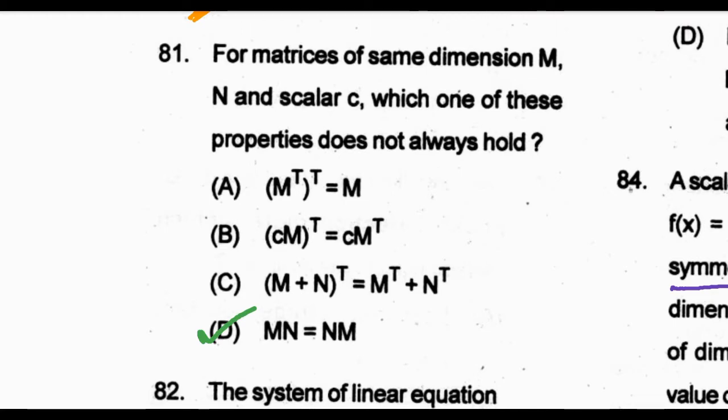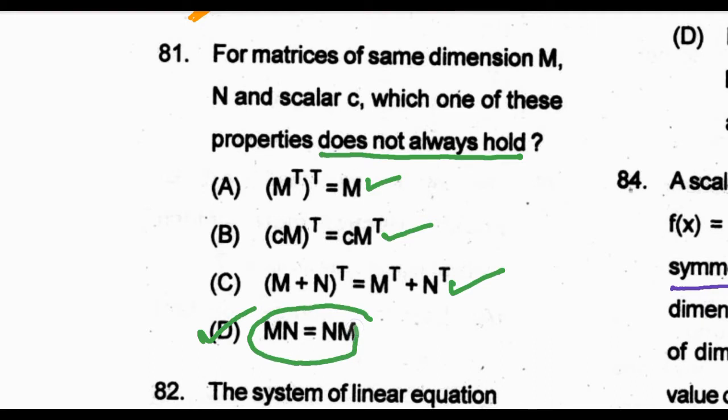So here are the properties of matrices of same order or same dimension. Here M transpose of transpose is equal to M. This is correct. And in the question given that does not hold always, (C M) whole transpose is equal to C M transpose. This is also correct. (M plus N) whole transpose is equal to M transpose plus N transpose, and this is also correct. But this is not correct. M into N is not equal to N into M. So this one is the answer here.